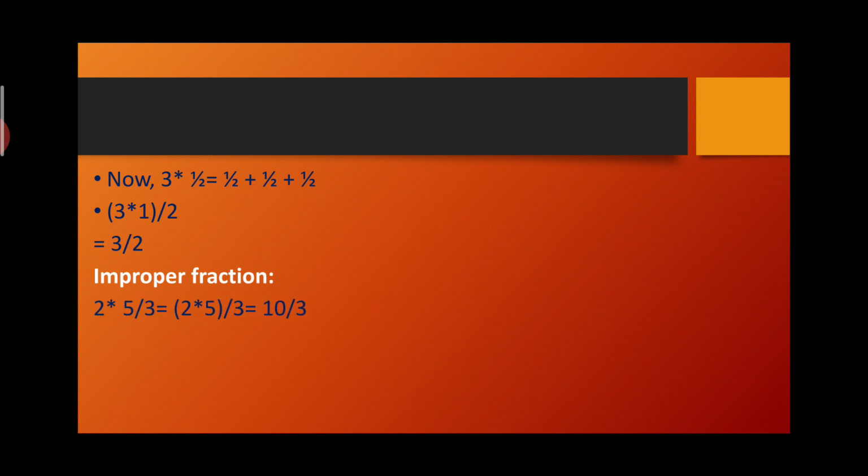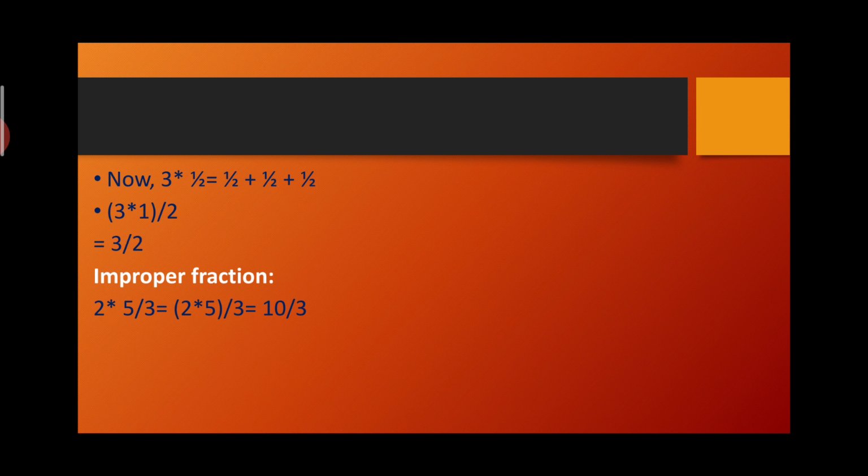First example is 2 into 5 upon 3. As you can see, 5 upon 3 is an improper fraction, because here the numerator is greater than the denominator, so that's why it is improper. And in 2 into 5 upon 3, we have multiplied a whole number 2 by a fraction 5 upon 3. So how will you multiply it?